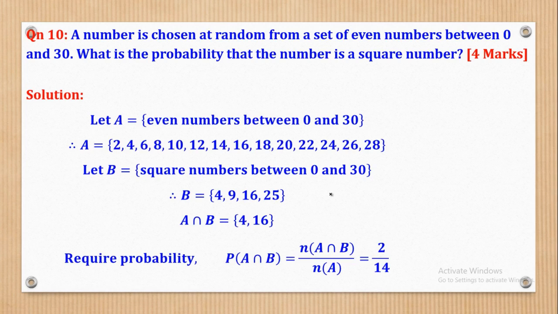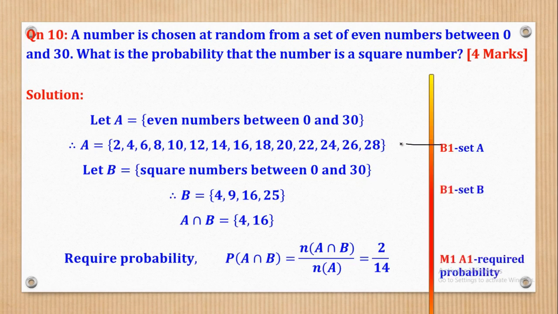And now let's see how marks can be awarded. B1 for generating set A, B1 for generating set B, and M1 for substituting, and A1 for the required probability. So M1 for you to state this value of 2, and this, and A1 for the division quotient.